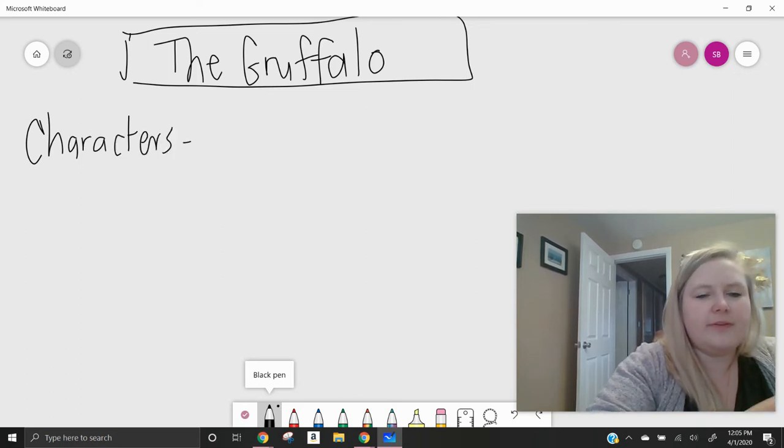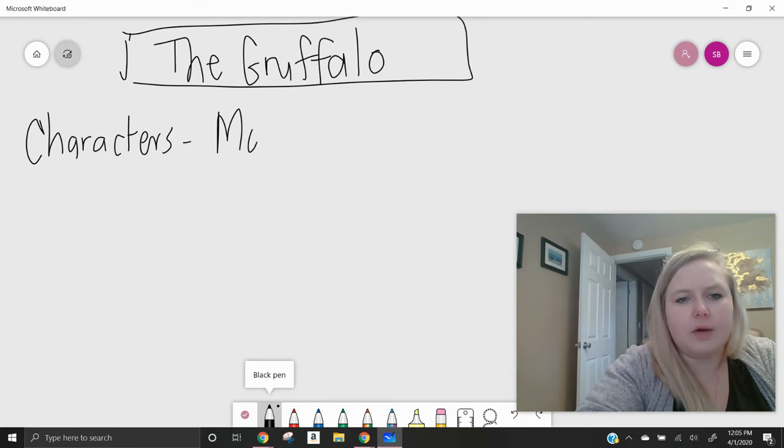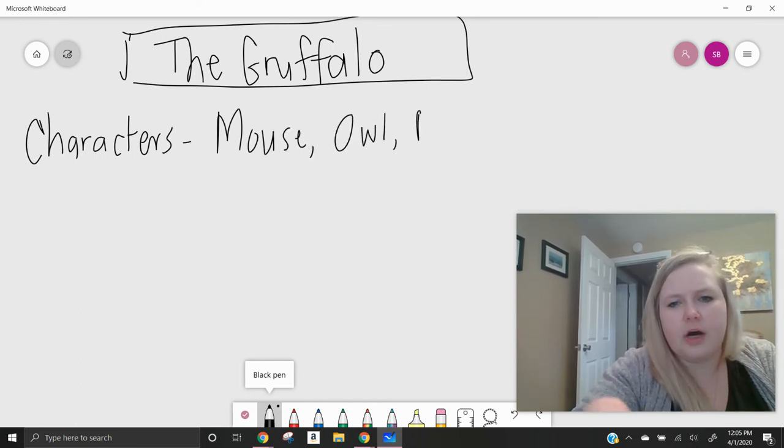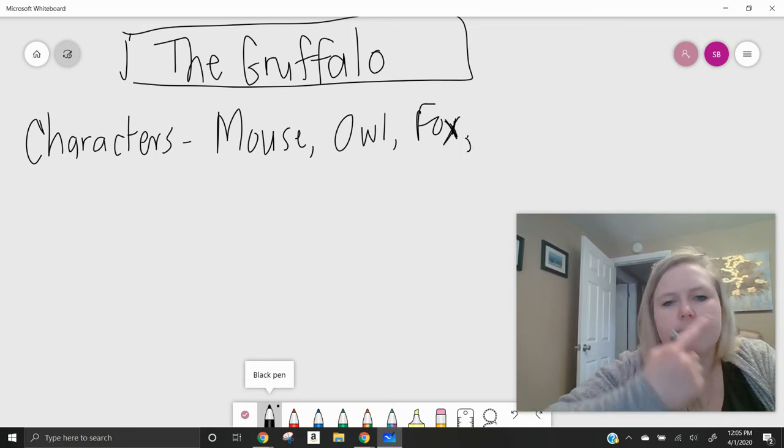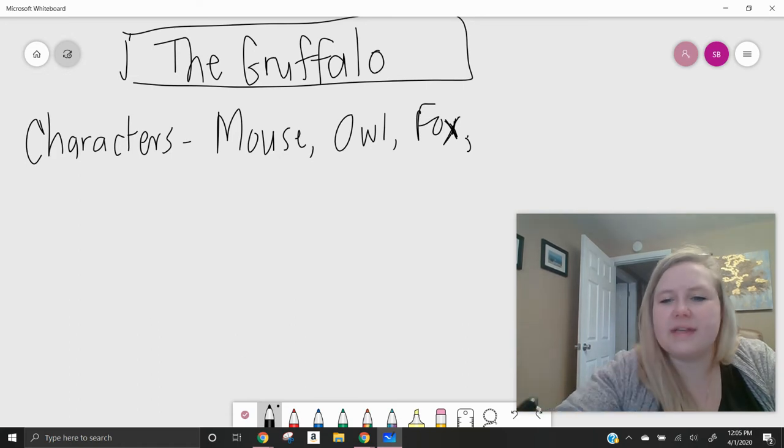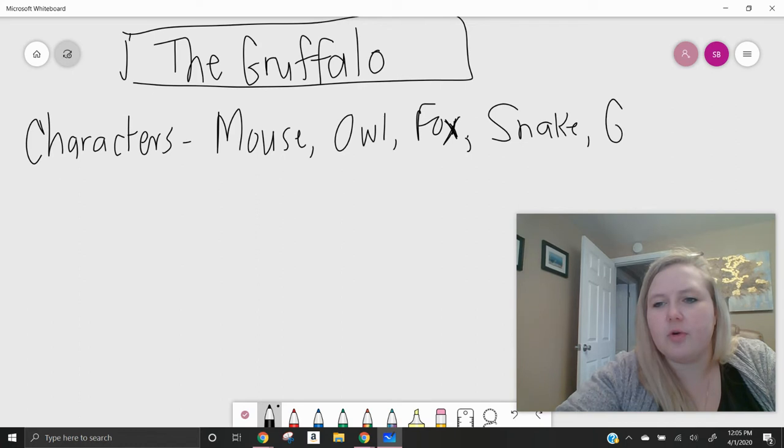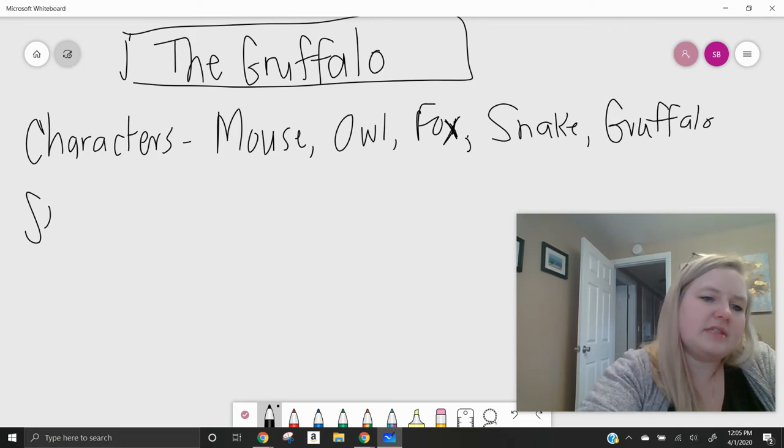And you can probably figure this out. I mean, here's mouse, obviously. We have owl, we had fox, we had, whoopsie, fox. We had, oh, snake. Goodness. I just read the story. And of course, Gruffalo. Right? Okay, so then we have setting.